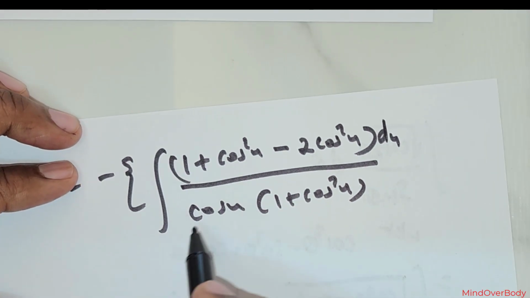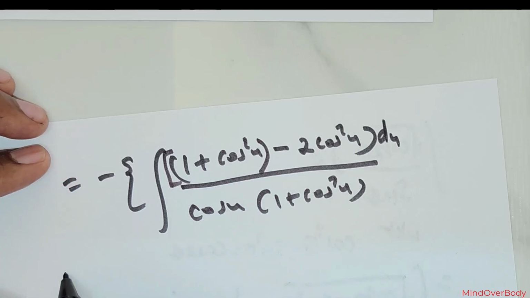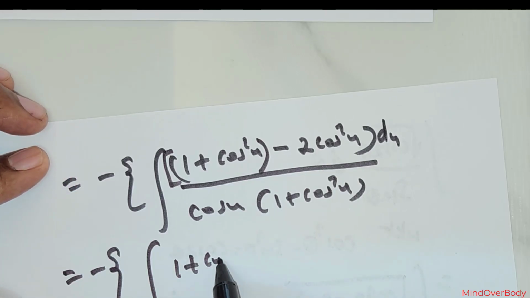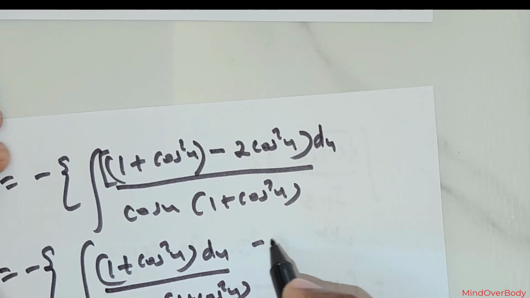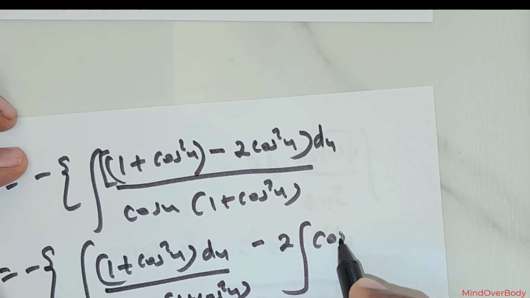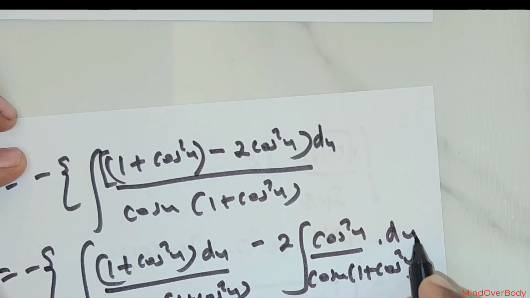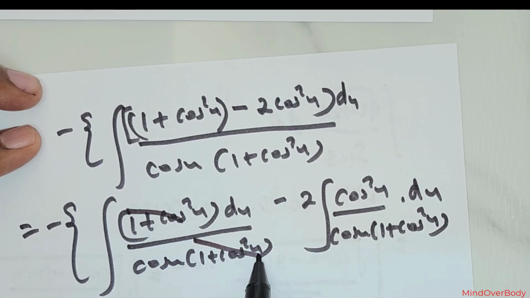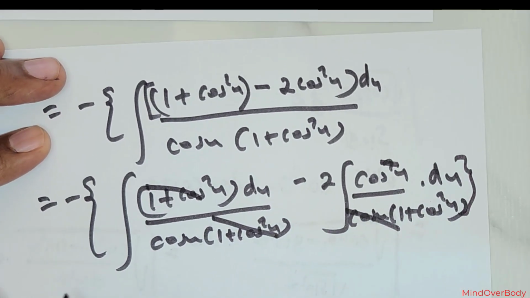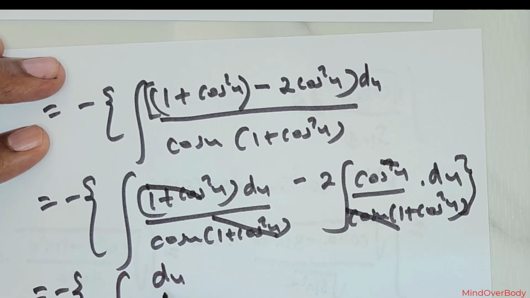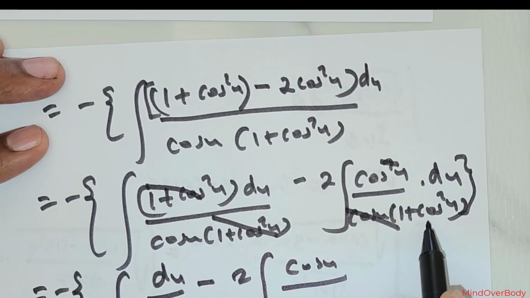Okay, now club these two together like this and rewrite this as (1 + cos² u) du divided by cos u times (1 + cos² u), minus 2 times the integral of cos² u divided by cos u times (1 + cos² u) du. The (1 + cos² u) cancels, and a cos u and a cos u cancel, giving you the integral of du over cos u minus 2 times the integral of cos u over (1 + cos² u).